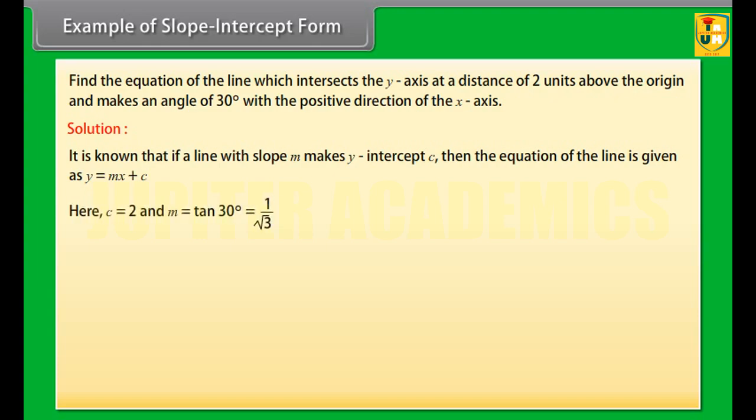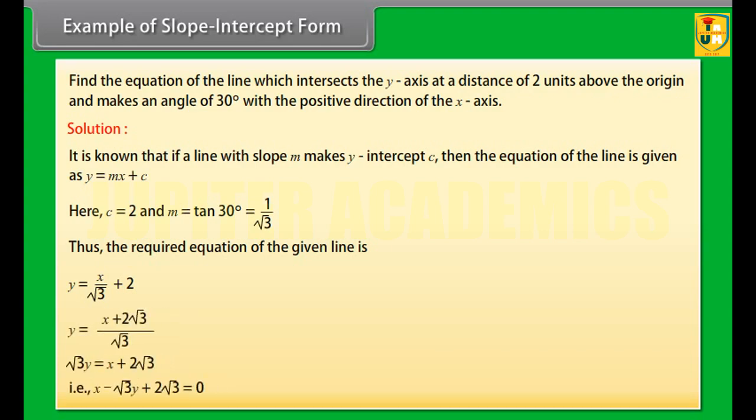Here, c is equal to 2 and m is equal to tan 30 degrees, which is equal to 1 by root 3. Thus, the required equation of the given line is y is equal to x by root 3 plus 2. It can be solved to x minus root 3y plus 2 root 3 is equal to 0.